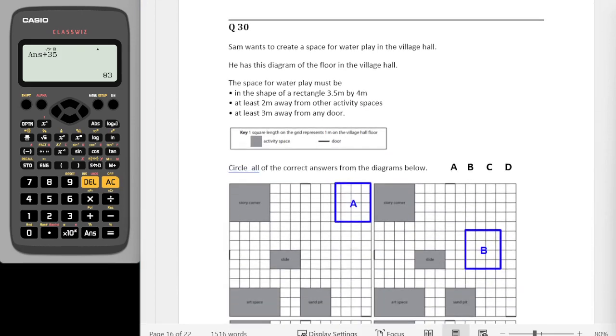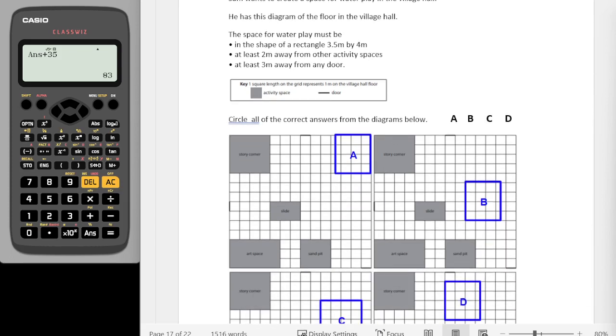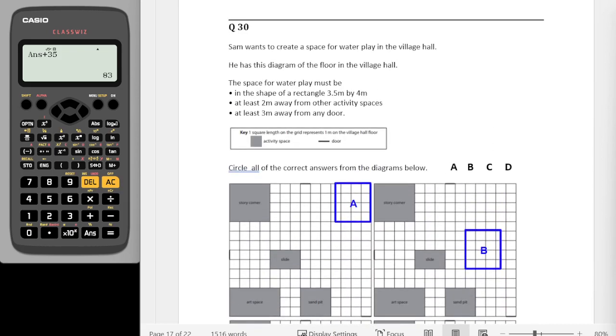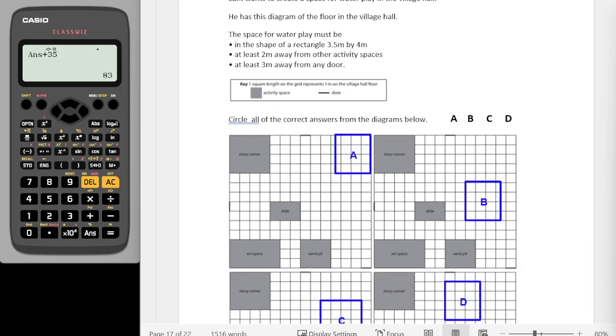Okay, question 30. Someone wants to create a space for a water play in the village hall. He has this diagram on the floor, so we've got the diagram 4 times. The space for the water must be in the shape of a rectangle 3.5 meters by 4 meters, at least 2 meters from any other activity space, at least 3 meters away from the door. So we're given a key here. 1 square length on the grid represents 1 meter in the village hall. And we've got the activity space, and we've got the lines representing doors.